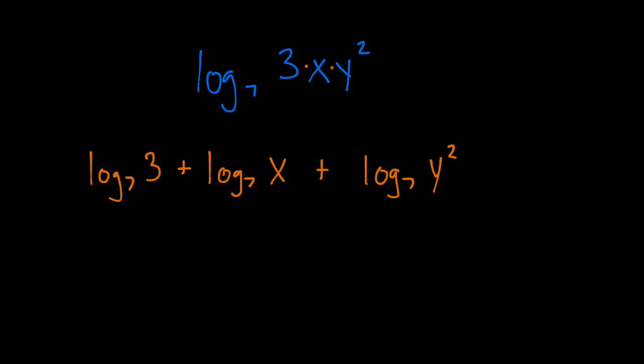And one last thing that we can do here is with this y squared, we can use that property where if we have a log with an exponent in there, that 2 can get sucked out in front. So we can take that 2 and put it out here. So log base 7 of 3 plus log base 7 of x plus 2 log base 7 of y is completely expanded.